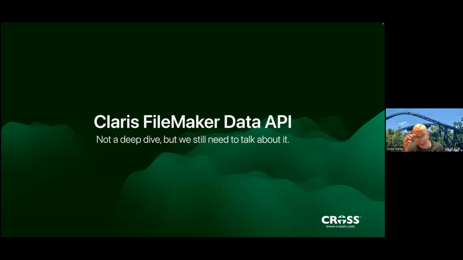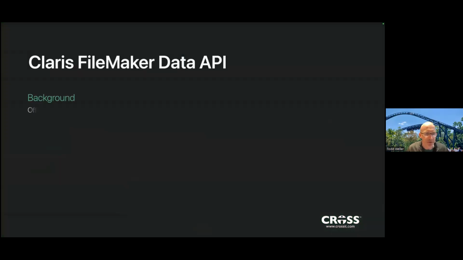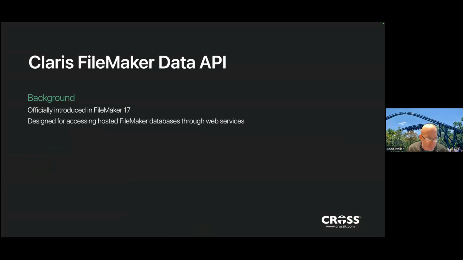All right, so let's go ahead and talk about the Claris FileMaker Data API. Like I said, it's not a deep dive, but we do need to talk about it, and you will see why in just a moment. So the background of the Claris FileMaker Data API: it was officially introduced in FileMaker 17. And again, it's designed for accessing hosted FileMaker databases through web services. And it follows the representational state transfer, or REST, architecture. So if people ask, does FileMaker offer a RESTful API? You can respond in the affirmative.